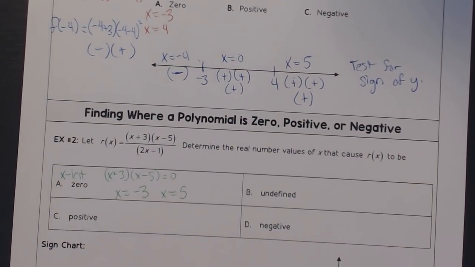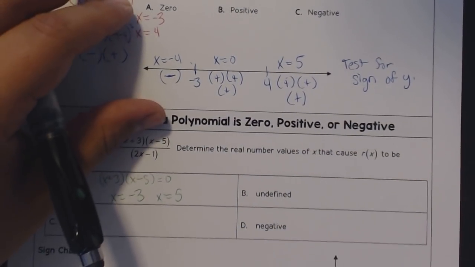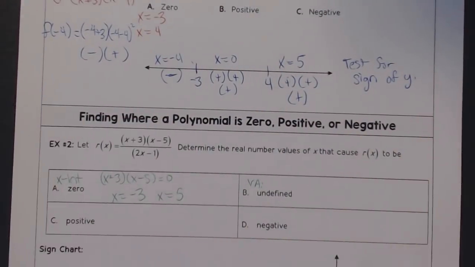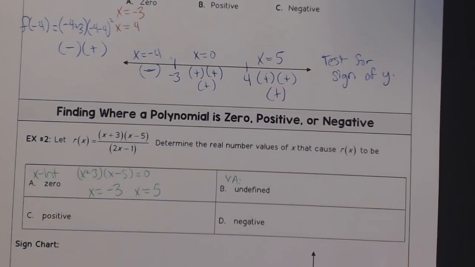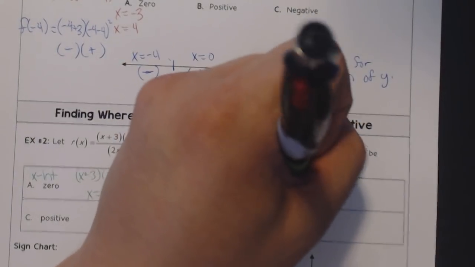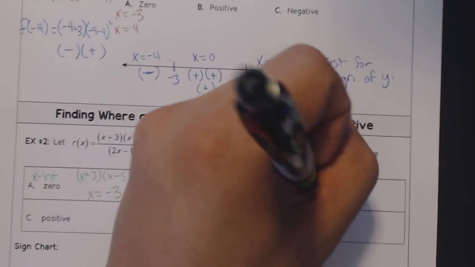Now the undefined. Well, undefined, we've also said this to be a vertical asymptote. So this is our vertical asymptote. And the way we find the vertical asymptote is we make the denominator equal to 0. So this will be 2x minus 1 is equal to 0. And we find out that x is equal to 1/2.